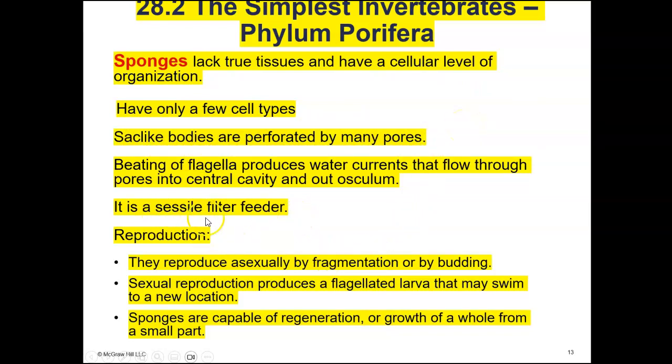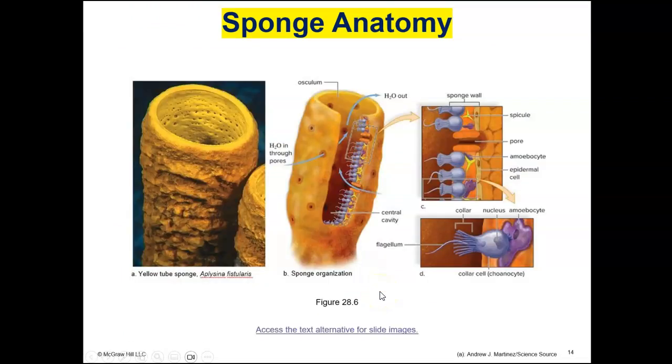As far as the way that they feed, they are sessile filter feeders, so they continuously feed. They can reproduce asexually by fragmentation or budding, and they can also undergo sexual reproduction. In that case, they'll produce a flagellated larva that can swim to a new location, and then it will grow into an adult that is sessile. So again, animals move at some stage in development. Even though adult sponges do not move, the larvae do. They do swim.